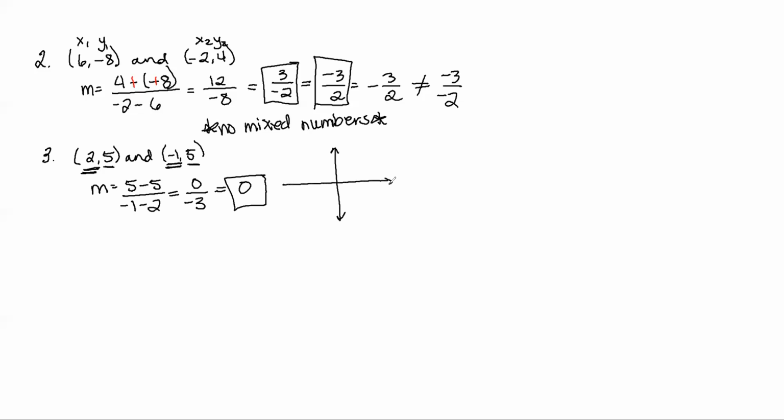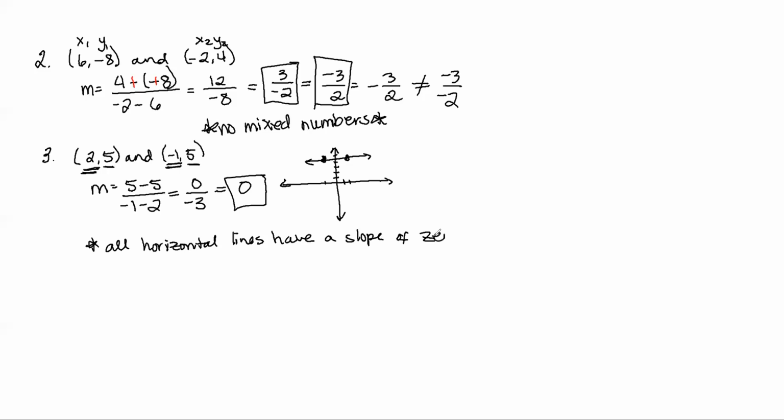So this one we have a slope of 0, and if I were to roughly graph these points, 2, 5 means right 2, up 2, 3, 4, 5. And -1, 5 means left 1, up 5. And see how we have this horizontal line going through these 2 points. So, as an important note here, all horizontal lines have a slope of 0.